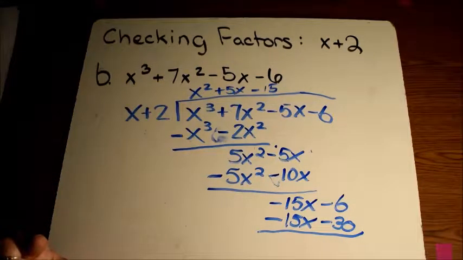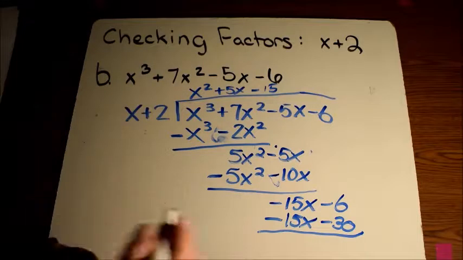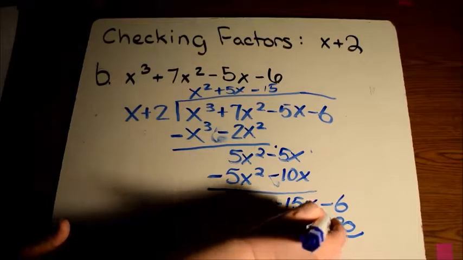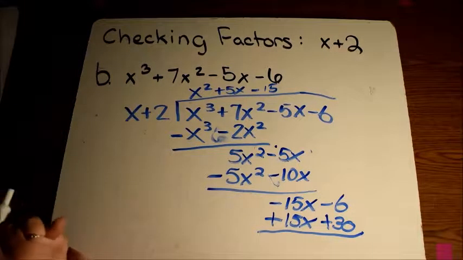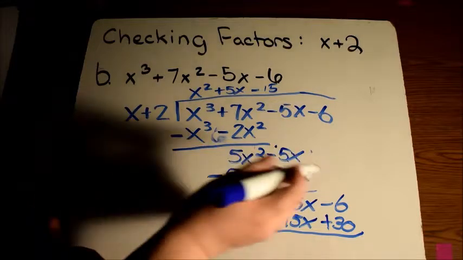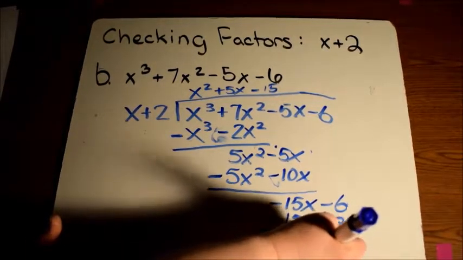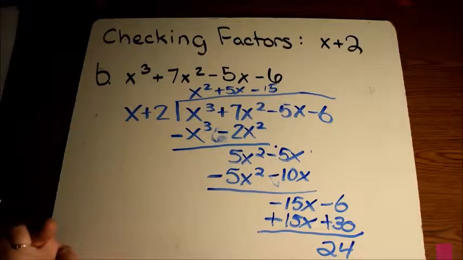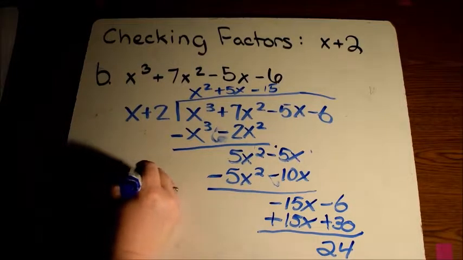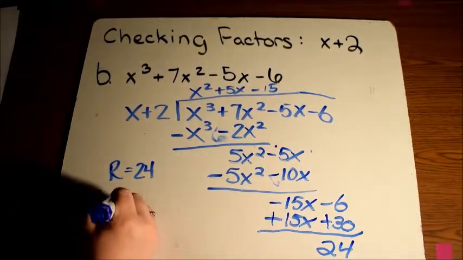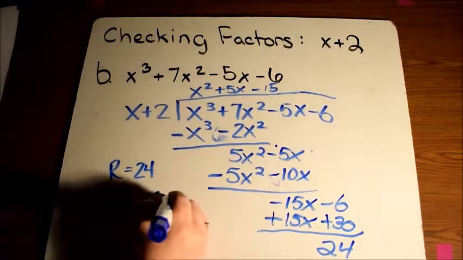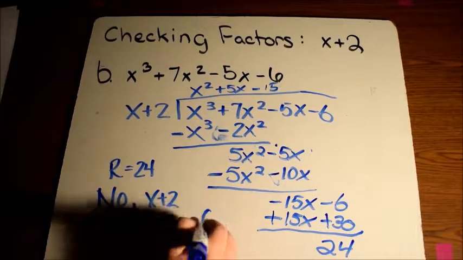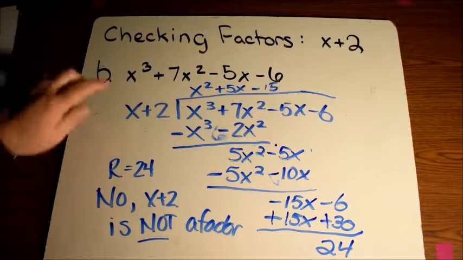And now we subtract. Sister, change all the signs. This negative becomes a positive. This negative becomes a positive. Negative 15x plus 15x, well, that's 0. But negative 6 plus 30 is 24. We don't have a remainder of 0. Our remainder is 24. So no, x plus 2 is not a factor of this polynomial.